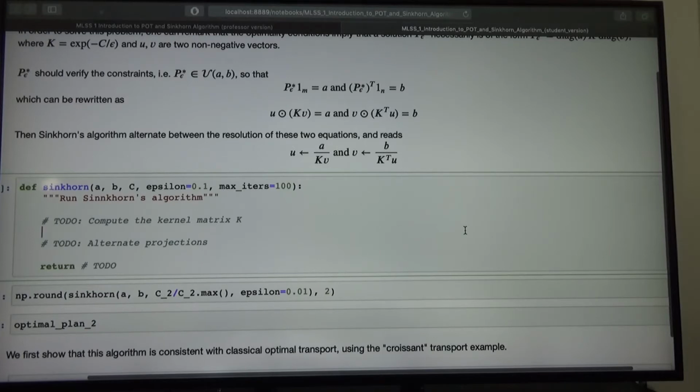And once we have coded this Sinkhorn algorithm, we'll show, on this same croissant and cafe application, that we get a solution that is close enough to the optimal solution. Is there any question about the Sinkhorn algorithm? Or is it too simple?